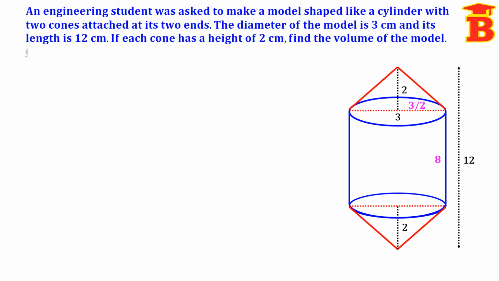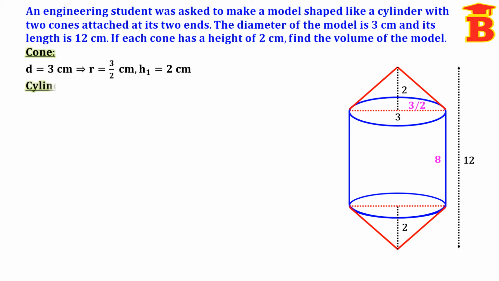Now let us write the given informations. For this cone, the diameter is 3 cm and therefore the radius is 3 by 2 cm. And the height of the cone, we take it as h1, that is equal to 2 cm.